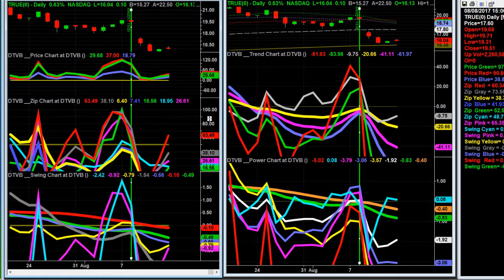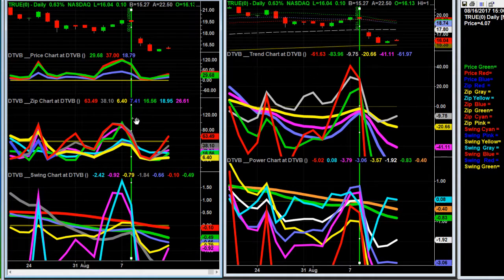But obviously at this point, when we look at this, we have ZIP gray above red, and we know that when gray is above red, that's typical and indicative of a next day down. And we've gone over the top of the peak on the price chart, so there's a good chance that we're going to go down there. Your trend green, your swing green is under zero, and swing red is above zero, about ready to go under zero, which again is a strong downtrend.